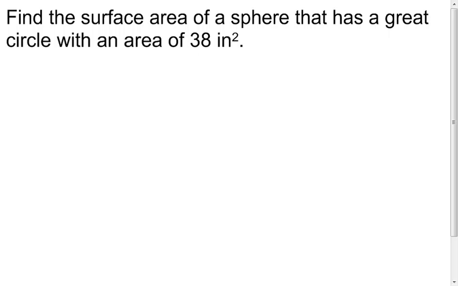Now my next one, I want to calculate the surface area of a sphere. This time it tells me that the area of the great circle is 38 square inches. Remember, a great circle is a circle on the sphere that has the same center as the sphere. If it has the same center, that means the radii of the sphere and the circle are going to be equal in length. So if I go back to my surface area formula, 4 times pi times r squared, all we need is the radius.